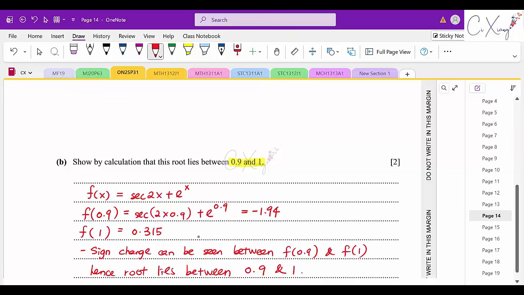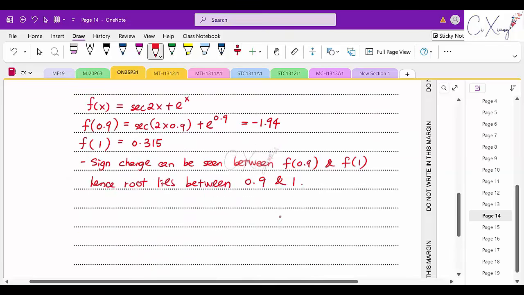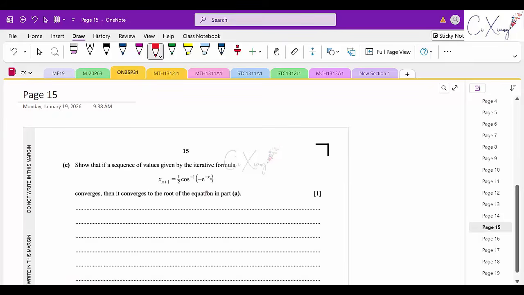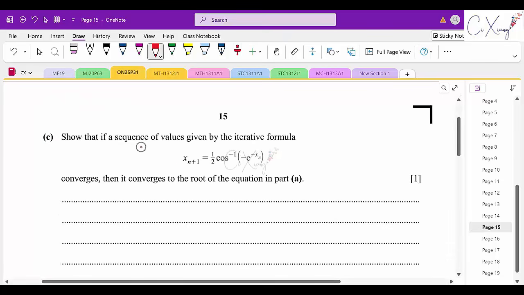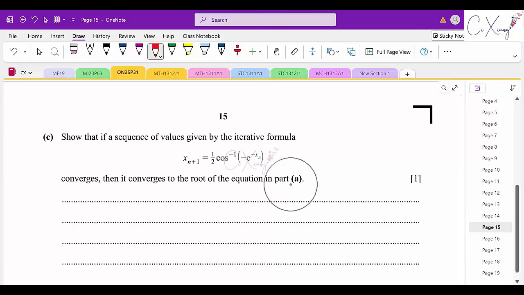Okay, this is what we have for part B. And let's continue to have a look for part C. For part C, they want us to show that if a sequence of values given by the iterative formula converge, then it converges to the root of the equation in part A. So that means they are asking us to prove that this equation, basically if you rephrase it, can get the original equation for part A.